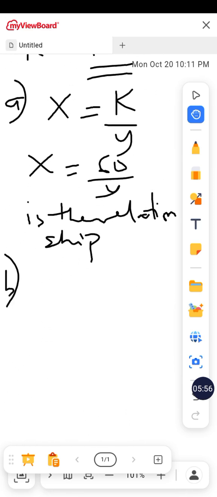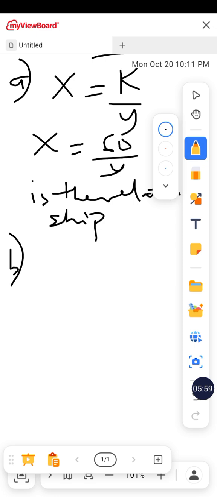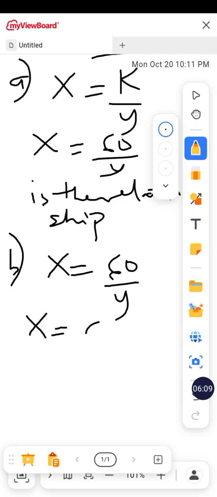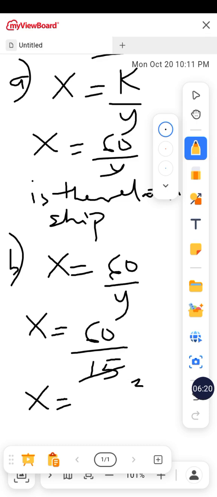Like I told you, before you move on, you always go back to your equation. x is equal to 60 over y. The question says find x when y equals 15. That means anywhere I see y, I will put y as 15: 60 all over 15. So x equals, how many 15 can go in 60? Or you can cut it gradually. 5 goes in 15, 3.